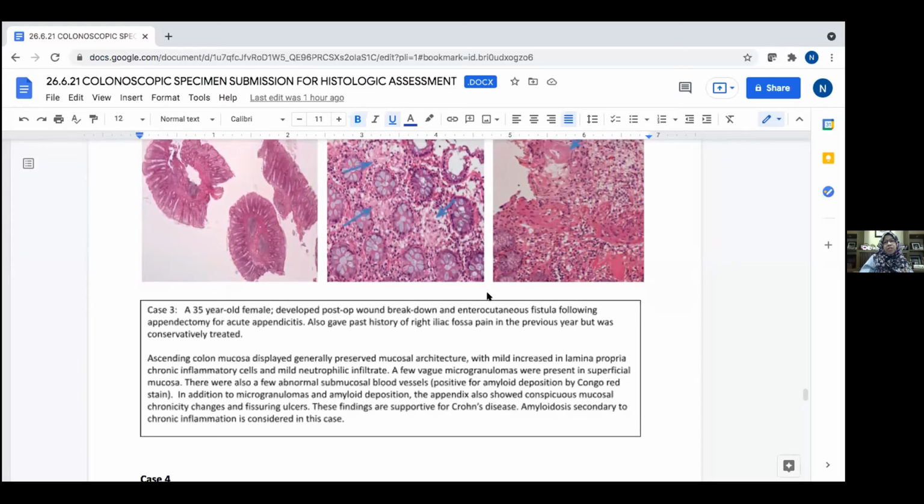deposition can be primary or secondary. And secondary amyloid deposition can occur in many conditions. One of it is chronic inflammation of any cause. So in this case, I feel that there is a possibility that the amyloidosis is secondary to Crohn's disease itself. But of course, the clinicians need to verify that, and they will need to do other relevant investigations to confirm that this is actually a secondary amyloidosis rather than primary.